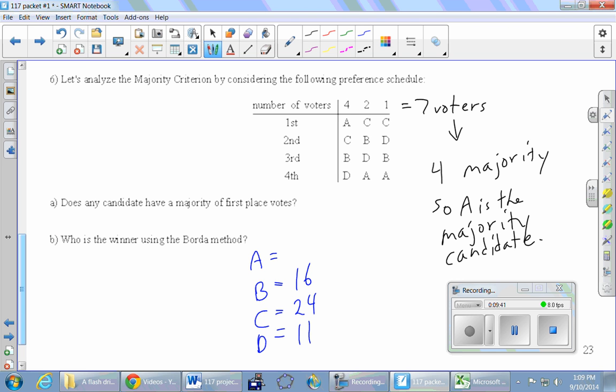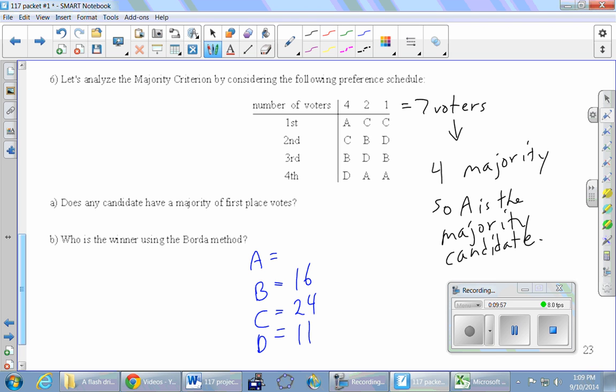Part B says who's the winner using the Borda method. What I'd like you guys to do with your neighbors is just calculate the Borda score for A. You can copy the ones for B, C, and D. I didn't want us to spend all that much time on it. So we're just doing A. Zeke? Yeah.